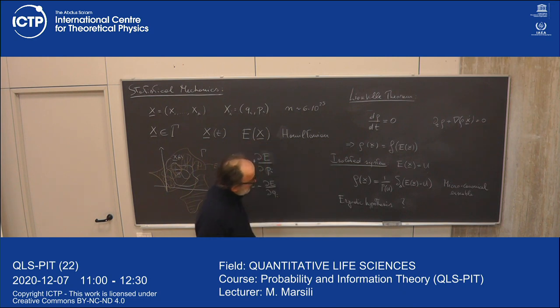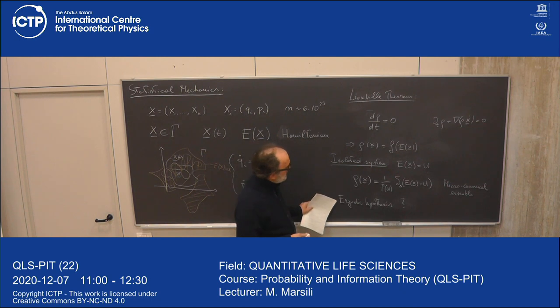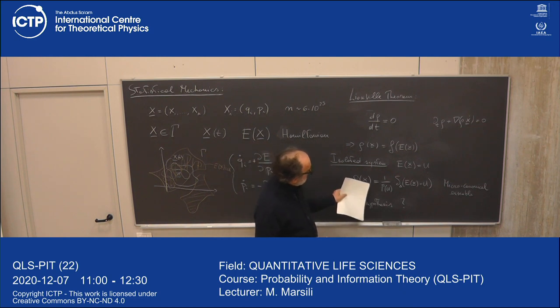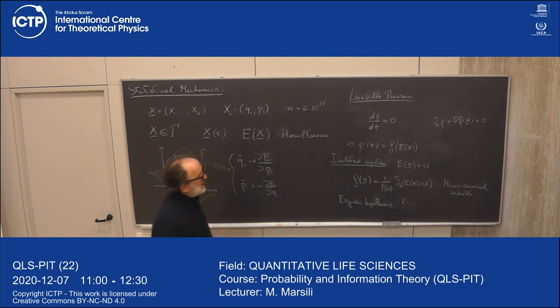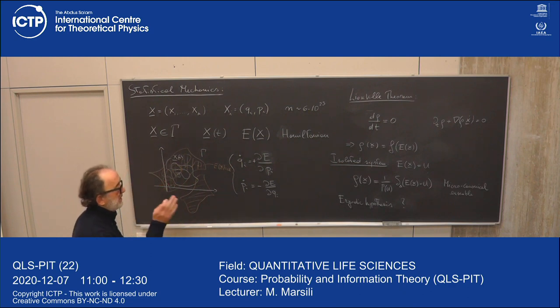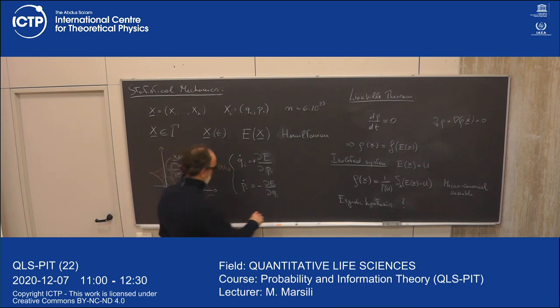But if you assume that this ergodic hypothesis works, then you can think that the distribution on the phase space is uniform over all configurations that have the same energy U. And then this is the microcanonical ensemble, and you can do your calculations.